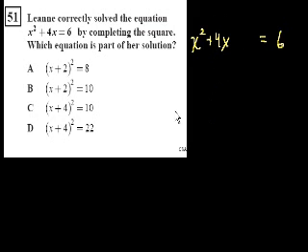So what could I add here that makes this expression look like a perfect square? Well, we could go to the pattern that we did a couple of problems ago. Whatever's here should be the square of half of this. So half of 4 is 2. 2 squared is 4. So I should add 4 to that side.